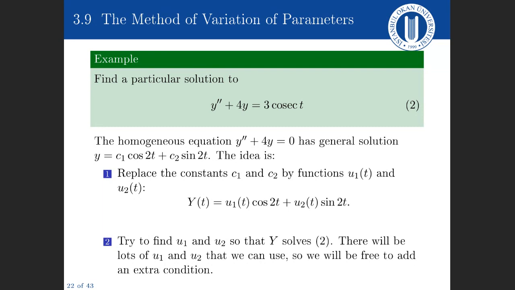Now, there's a key idea here. We don't need to find every single function which works. We only need to find one particular solution. And there's going to be many, many particular solutions that we could choose. In fact, there's going to be infinitely many particular solutions. And we only need to find one particular solution. To say this another way, there's going to be many, in fact, infinitely many correct choices of u1 and u2. We only need to find one correct choice of u1 and u2. That means that whenever we want, we can add in an extra condition to make our calculation easier.